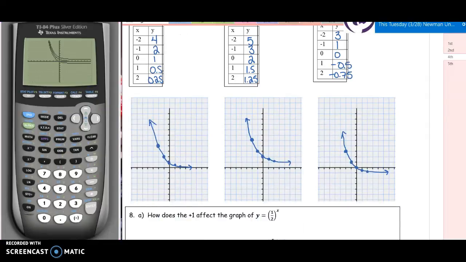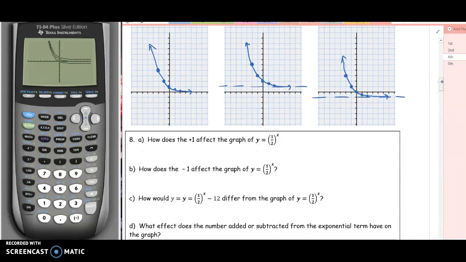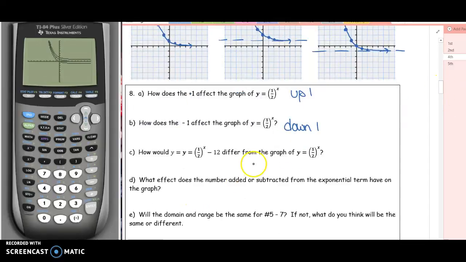So especially when you look at these graphs, you can see the horizontal asymptotes, and when you're drawing them in, you pretty much have to envision that there's a horizontal line that our graph is going to not touch and not cross. So in 8a, how does the plus 1 affect the graph? What'd you guys notice? It moves the graph up 1. What does the minus 1 do? Down 1. Notice that vertical movement is normal. Plus means up, minus means down. So what would minus 12 do to a graph? Down 12. And in the next one, we'll write plus moves the graph up, minus moves the graph down.